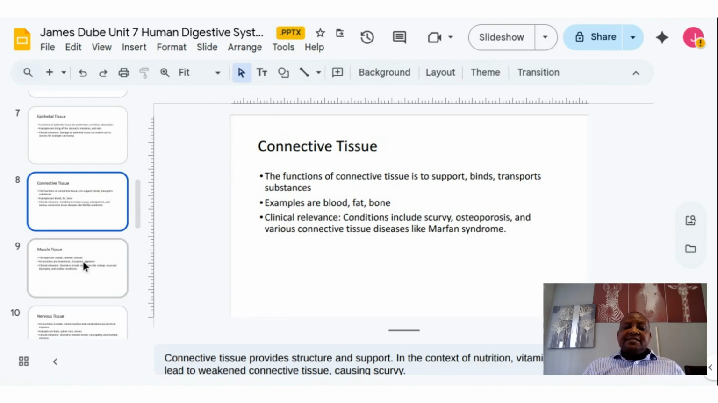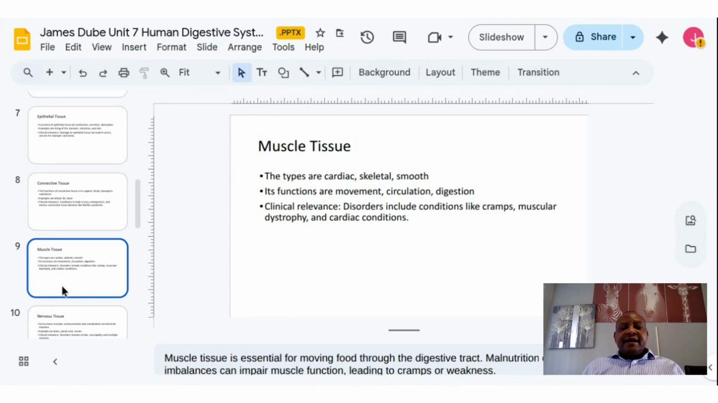This involves the cardiac, skeletal, and smooth muscle. Its functions are movement and circulation of the digestive system. You need a muscle to move the nutrients through the body system.